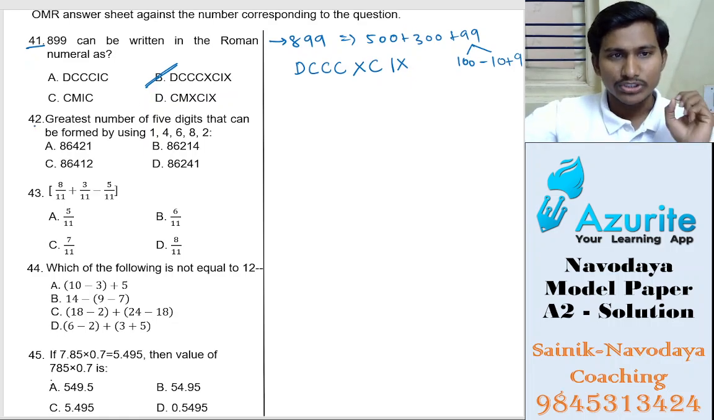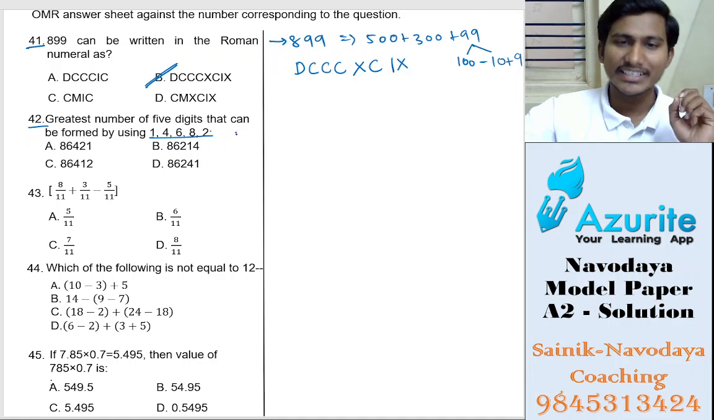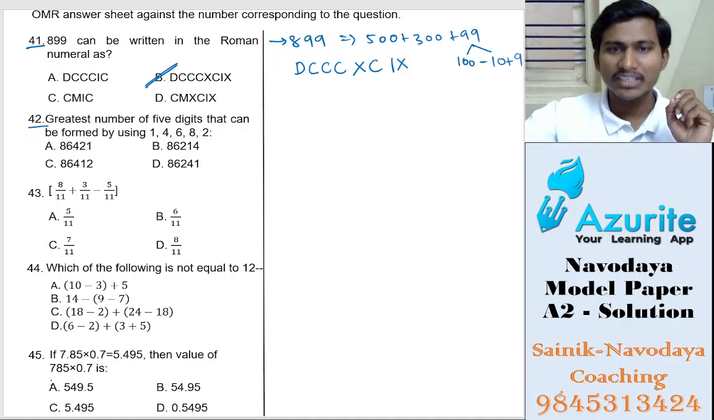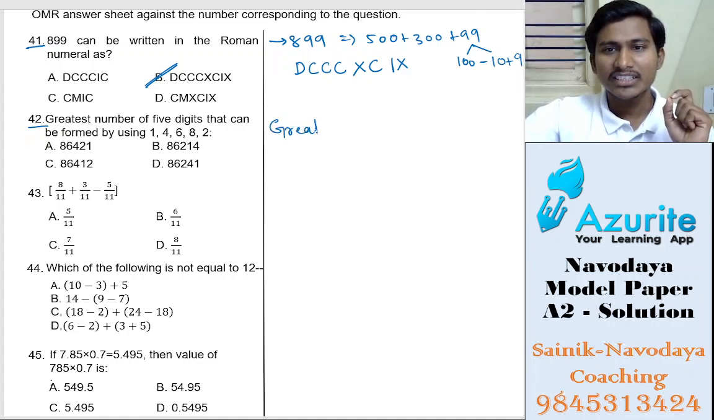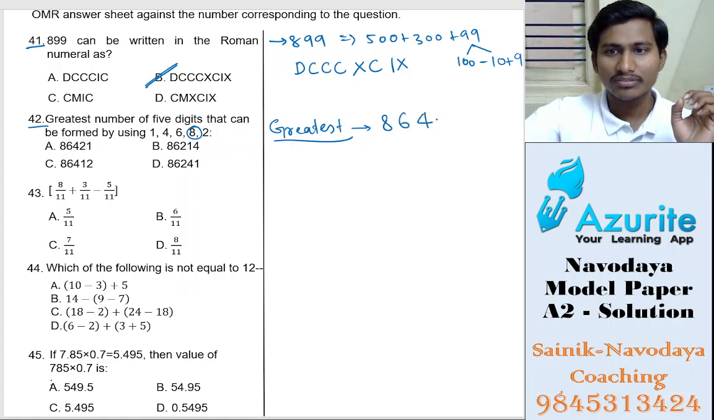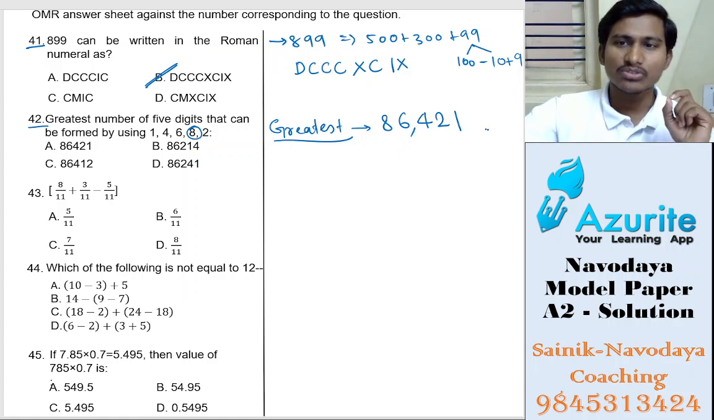Now question 42. Greatest number of 5 digits that can be formed using these digits. So how do we make the greatest 5 digit number from this? To write the greatest number, we write the greatest digit first. So which is the greatest here? 8 is the greatest. After that is 6. After that 4. After that 2. After that 1. So this is the answer, greatest 86,421.